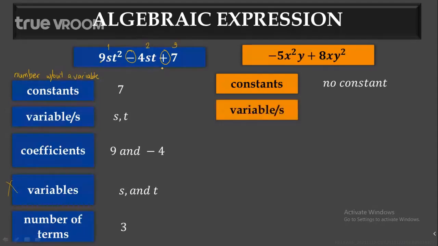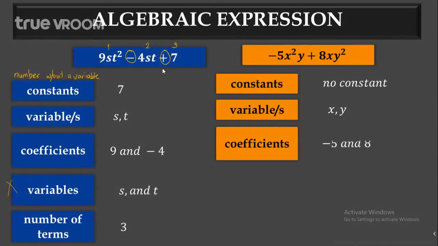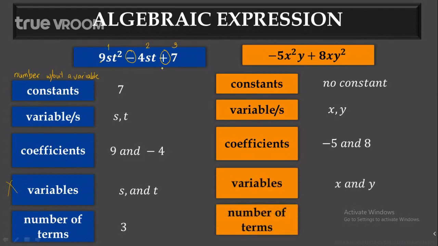Variable. What is our variable or variables? X, Y. What are our coefficients? Negative 5, 8. Okay, negative 5 and 8. So this is the same. How many terms do we have? 2. Very good, 2 terms.